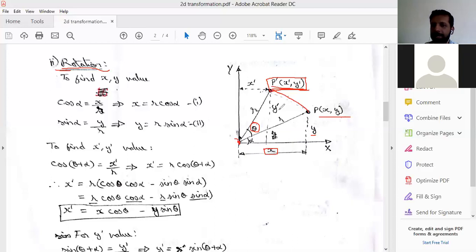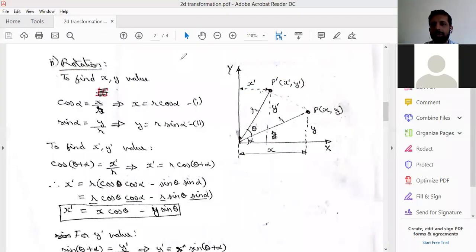Now at the final position after rotation, the new coordinates of this point P dash will be: y dash is the height at which it is being placed, and the distance is now x dash. But the radius is still the same, no change. Right? So let us see that.